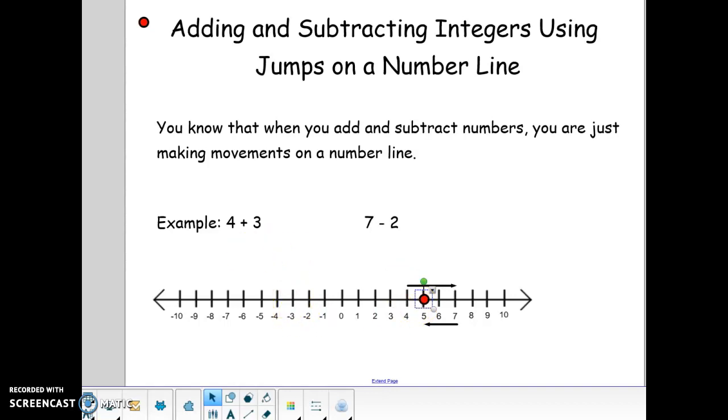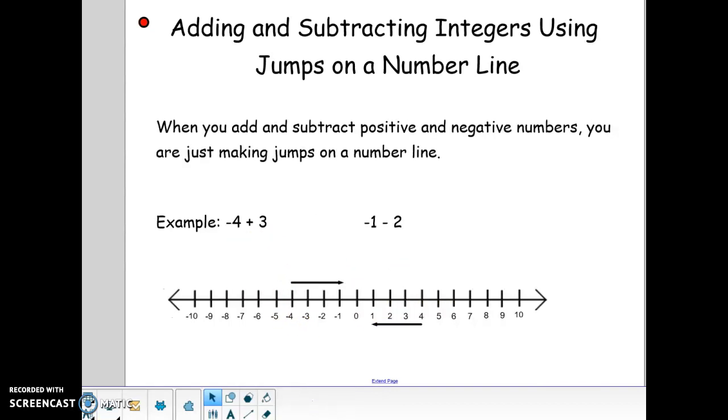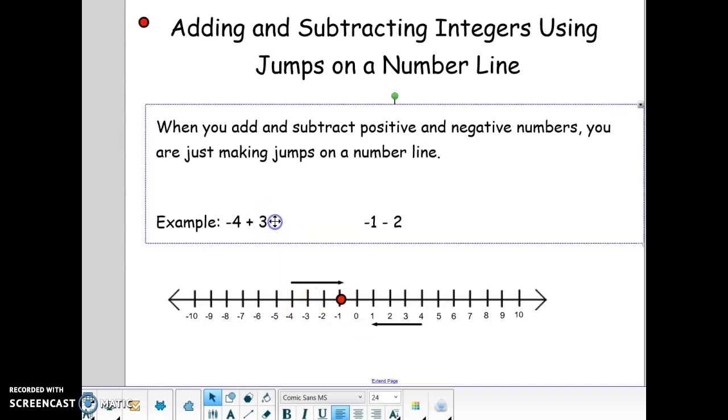It works pretty much the same way when you're dealing with integers. When you add and subtract positive and negative numbers, you're just doing the same thing: making a jump on the number line. So here, I start at negative 4, and I add 3. I'm going to move forward, or to the right on the number line, 3 spots. So I go 1, 2, 3 spots, and I end up at negative 1. So I could say that negative 4 plus 3 equals negative 1.